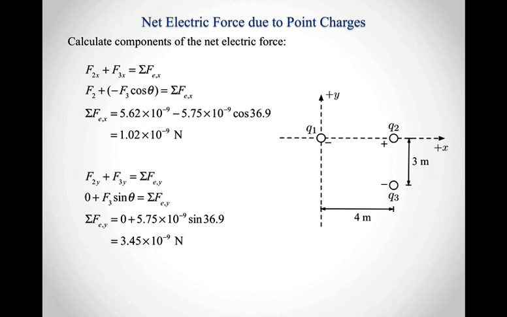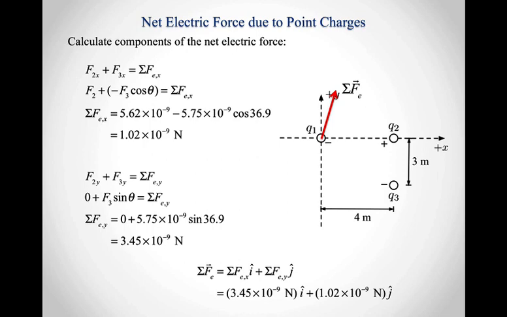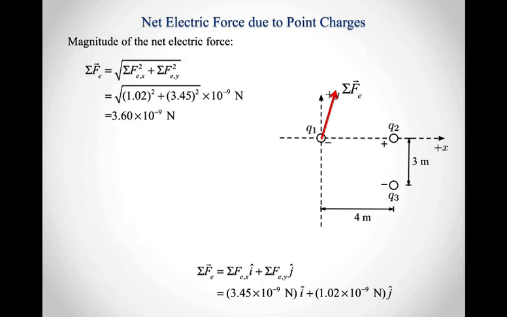So here I've got the x and y components of the electric force. One way that I can report the net electric force exerted on charge 1 by the other two charges is just give it in unit vector notation. So in this case, x component i hat plus y component j hat. So 3.45 times 10 to the minus 9 newtons i hat plus 1.02 times 10 to the minus 9 newtons j hat. Of course, if I know the components, I might be interested in magnitude and direction.